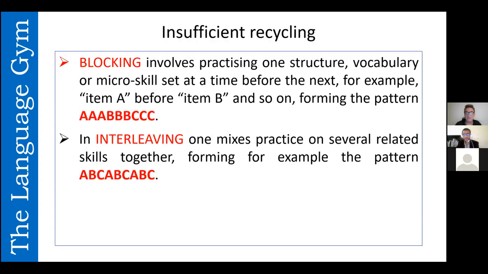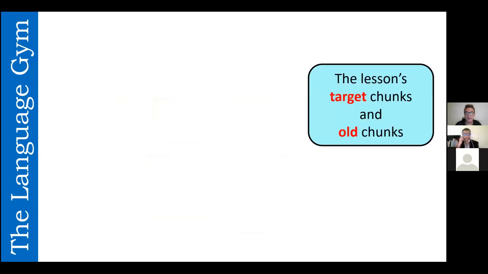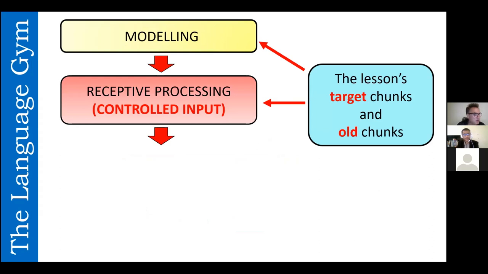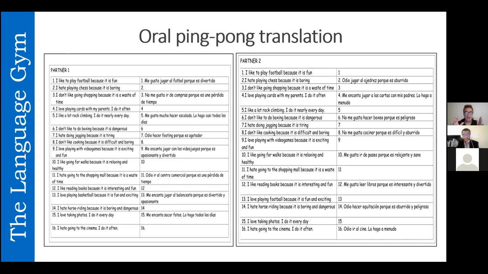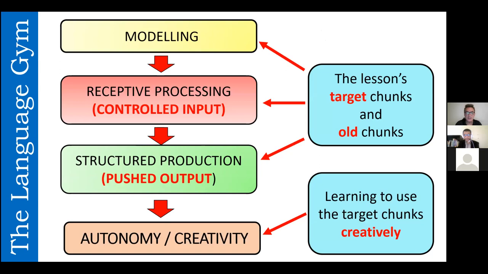I will finish here because I think really we haven't got much time. Just one more thing. Look at this activity. It's called oral ping pong translation. Now, it's for English learners of Spanish. So in your case, it would be Arabic speaking learners of English. So it would be different. But what is the idea? The idea is that you're doing something called retrieval practice. What does it mean?